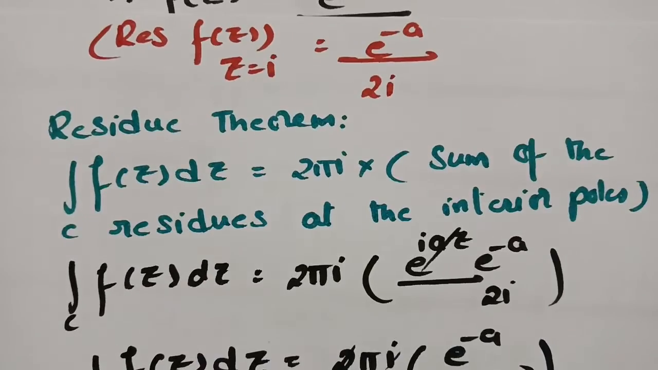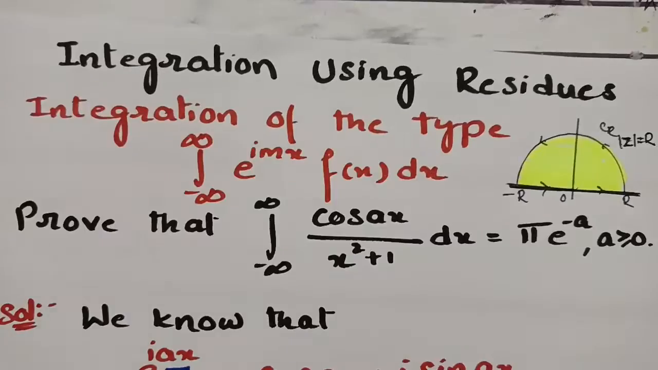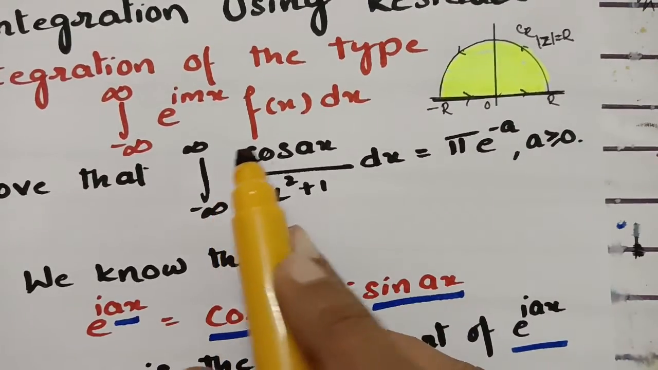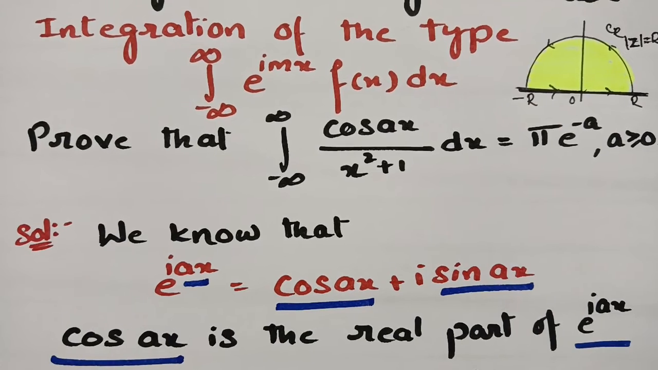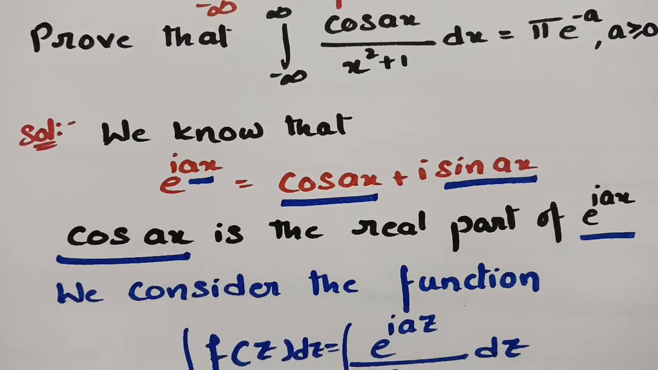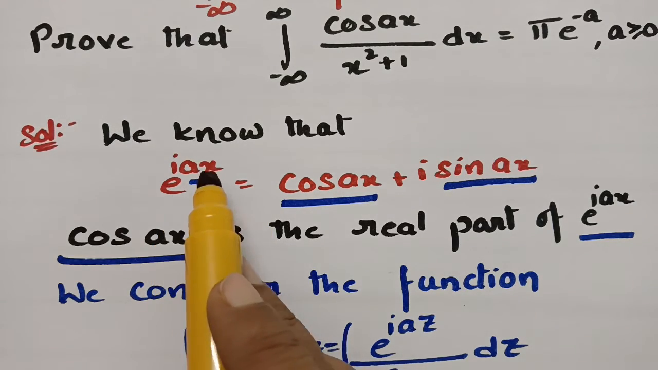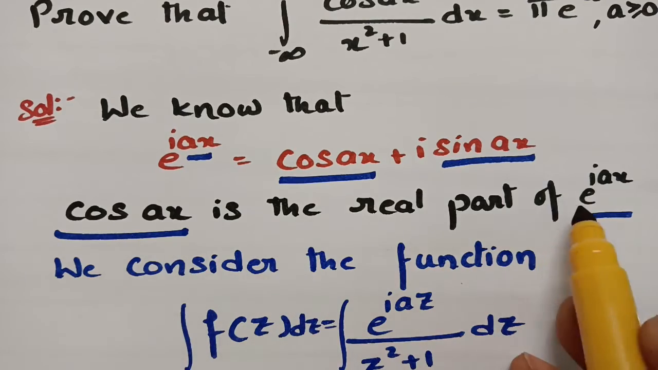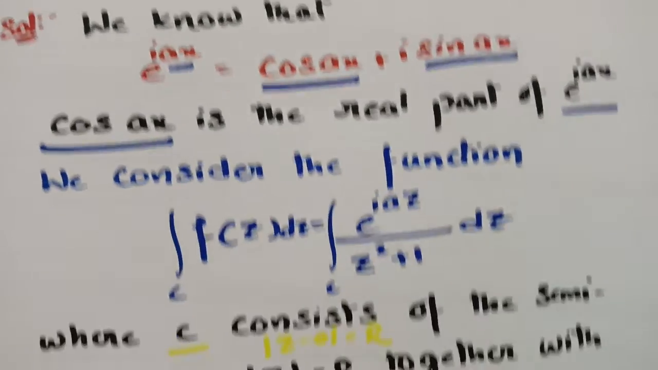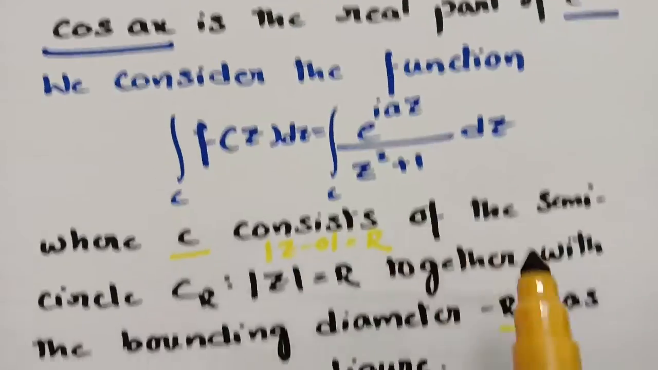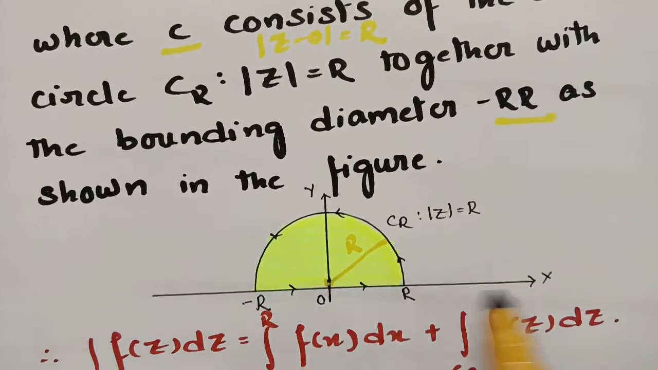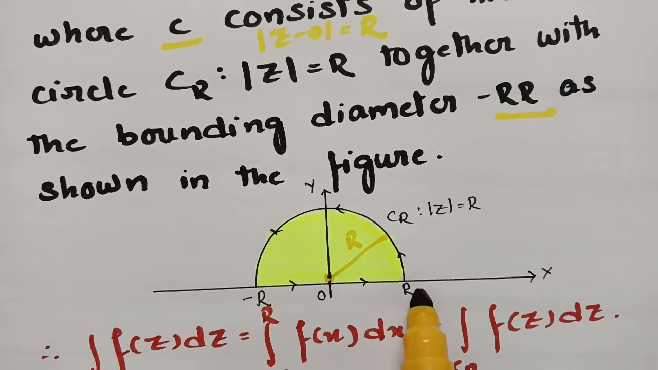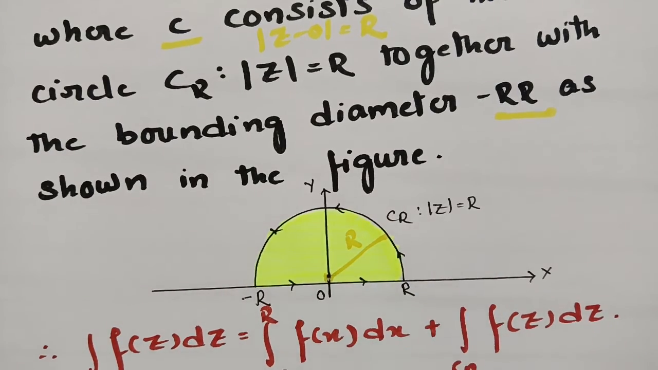So this is what we were asked to show, and it is also very simple if you follow these steps. The integral from minus infinity to plus infinity of cos ax by (x² + 1) dx is equal to π times e^(-a). First of all, it is well known that e^(iθ) is nothing but cos θ + i sin θ, and we need cos ax, which is the real part of this. After considering f(z) like this, this is the contour C, from the real axis minus R to plus R, and again the boundary line |z| = R. So this is the contour.